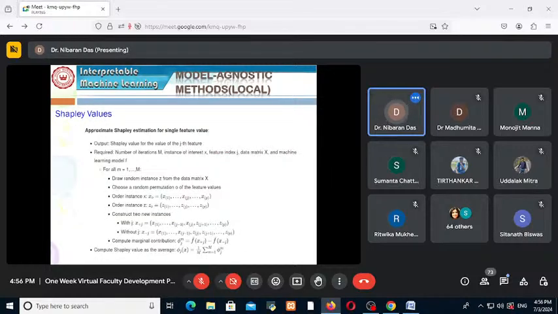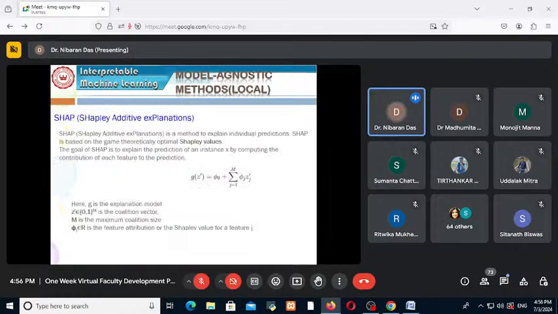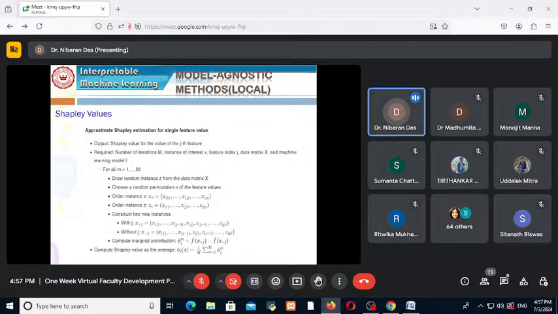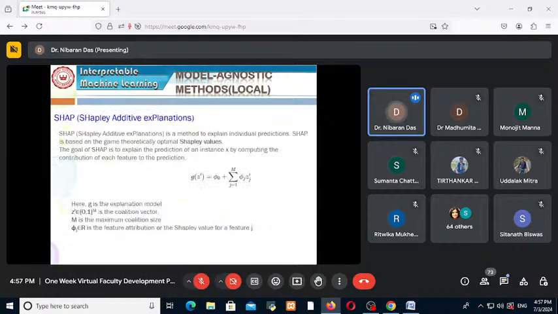There is no time, so there are some particular algorithms. The particular algorithm is available on the internet. So in this way, this is the Shapley value. We could get some kind of weight for the corresponding features, and the Shapley adaptive explanation method explains the individual prediction based on game theory.